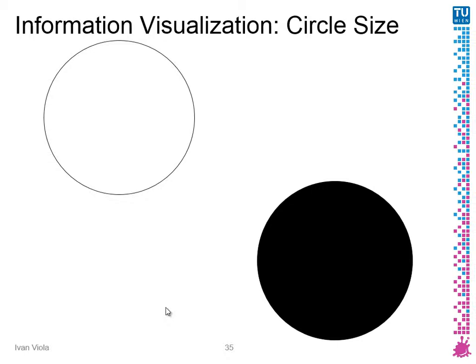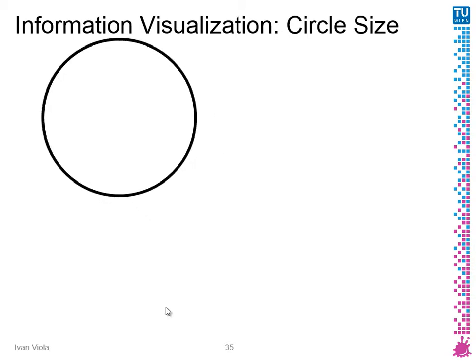Is the white circle bigger? Who thinks that the white circle is bigger? Are they the same? Who thinks they are the same? Okay. And who thinks that the black circle is bigger? So essentially, everybody thinks that they are the same.